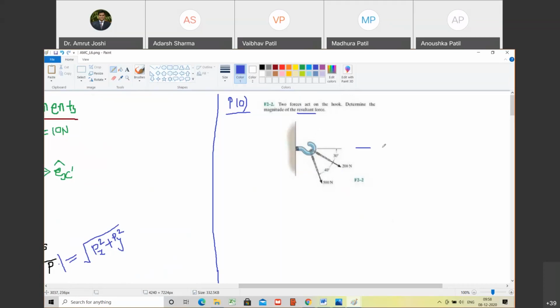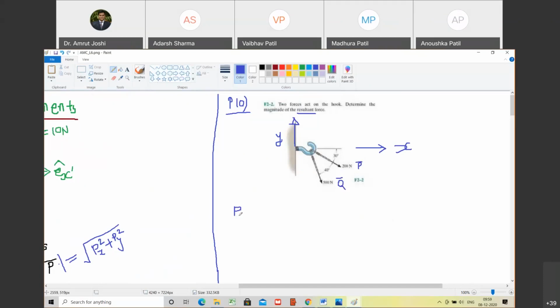Zara dekho, I will call this direction as x direction. Are you with me? Yes sir. And I will call the upward direction as y direction. Let us see, I have called this direction as y direction. Yes. And let me call this first force as P bar and this second force as Q bar. Now I am going to ask you a question. Can you resolve both the forces P bar and Q bar along X and Y directions? Are you equipped with whatever is required for that?